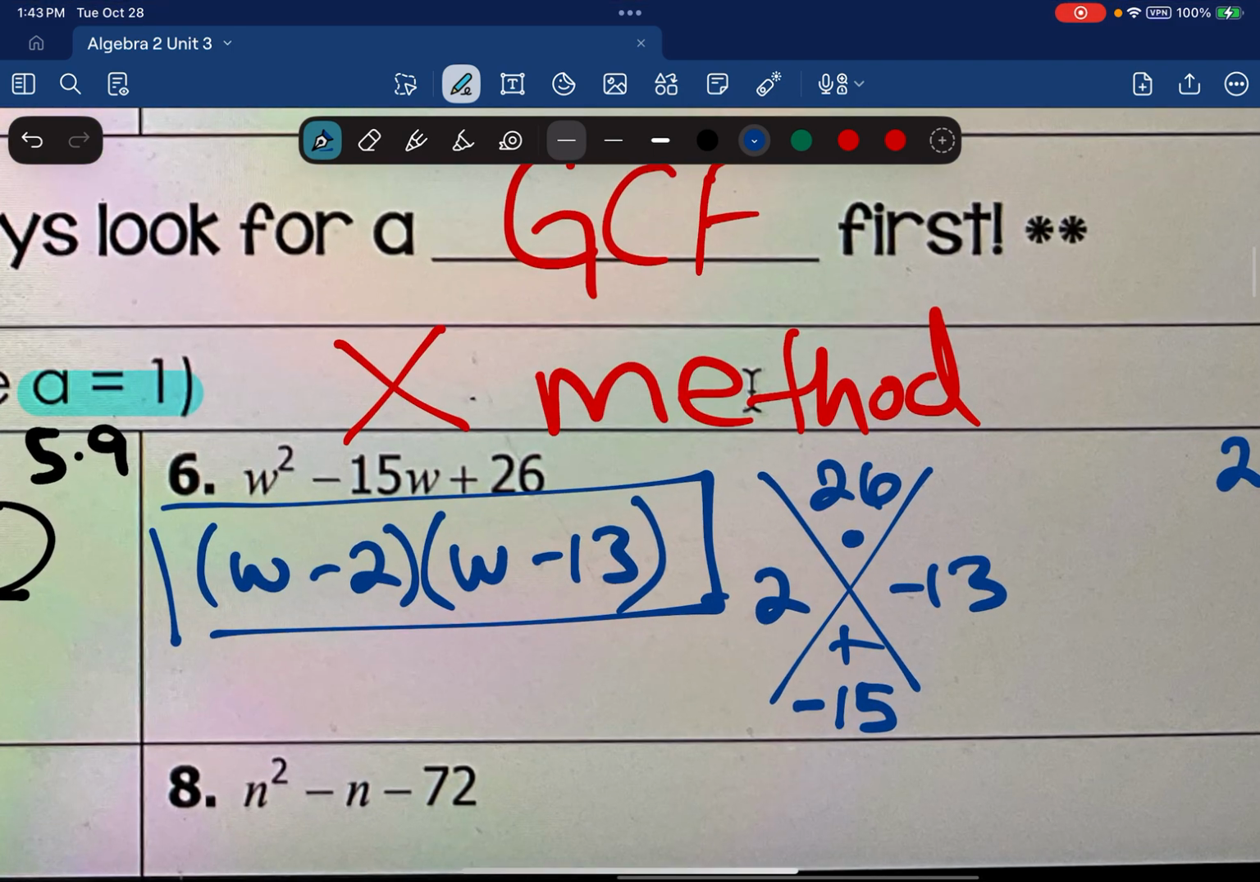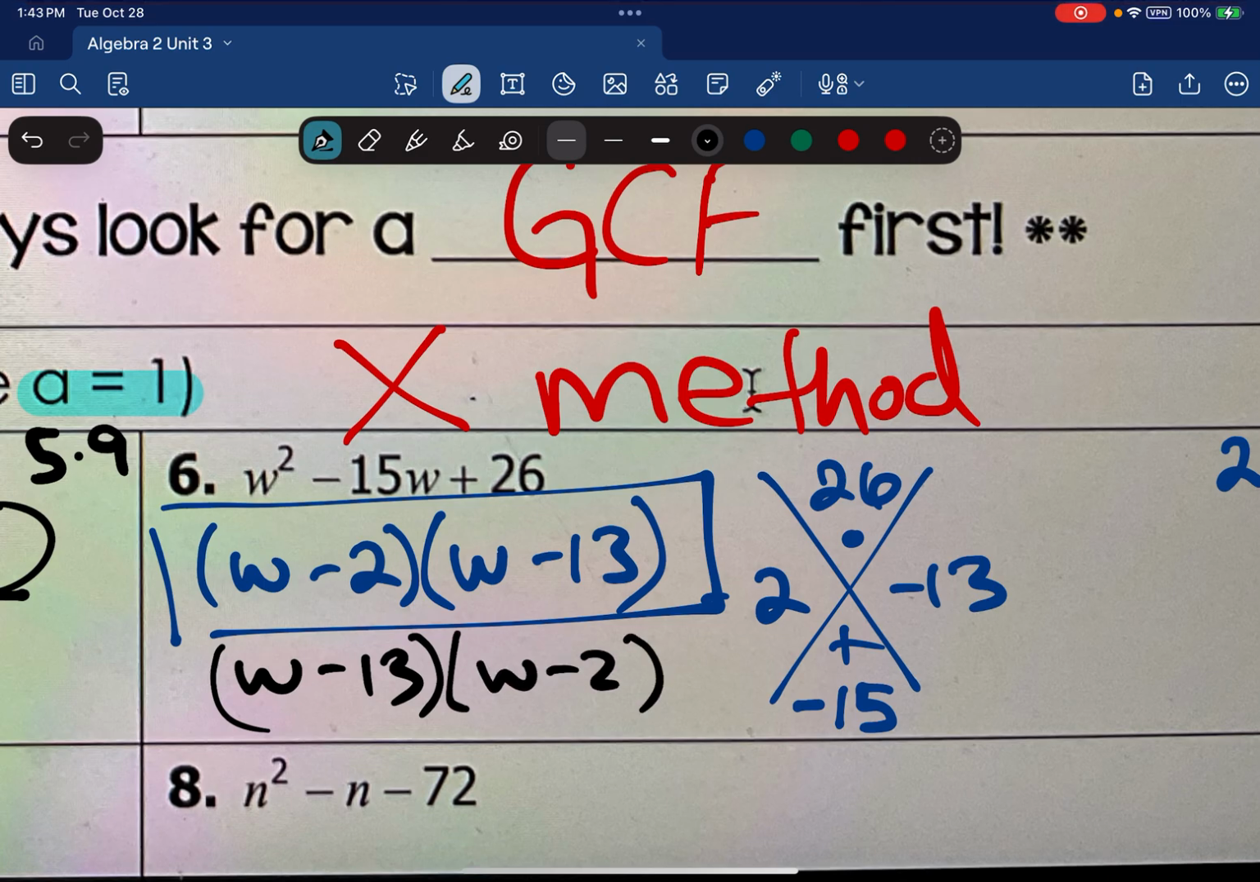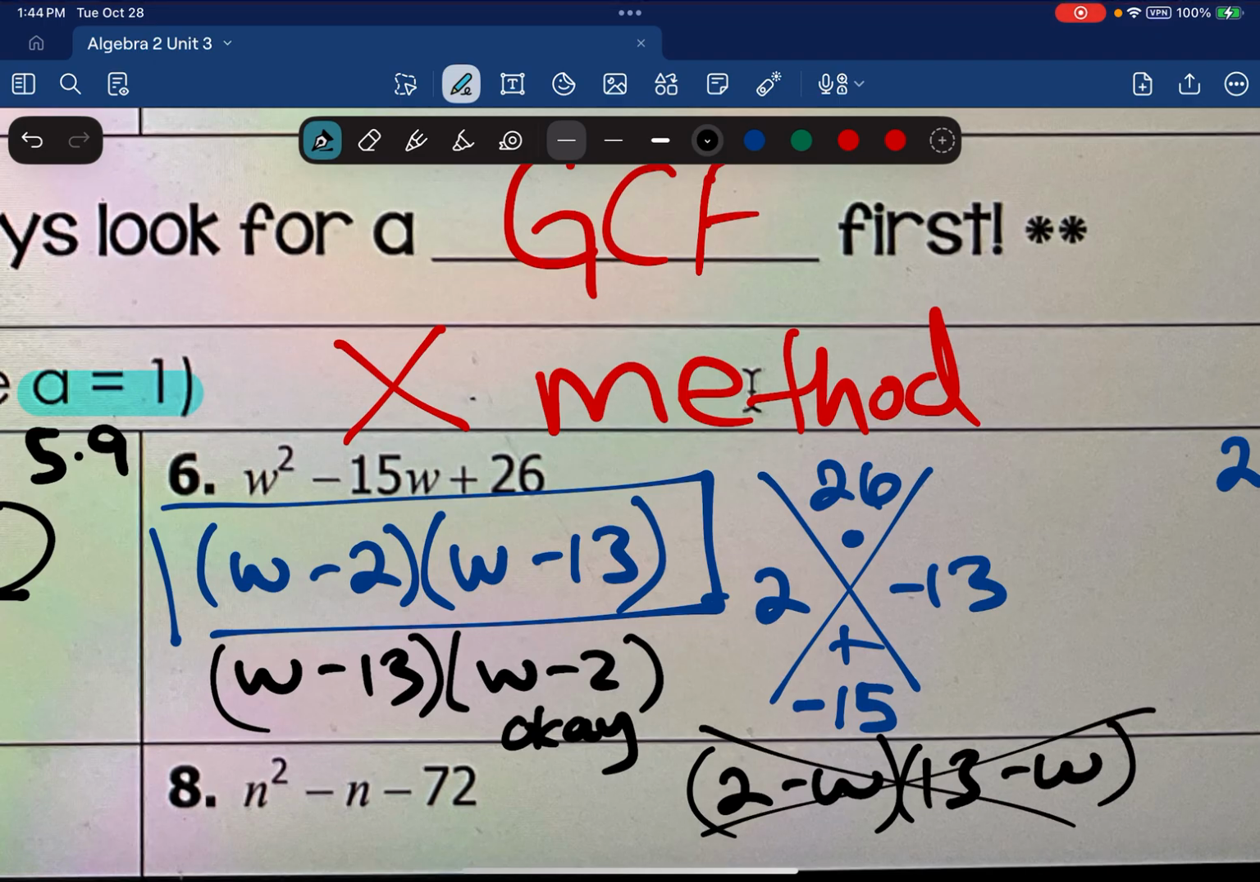Now, could you have rewritten it w minus 13 times w minus 2? Yes, it doesn't matter which order your parentheses are in. This is okay. We just can't rewrite it inside the parentheses. You couldn't have 2 minus w and 13 minus w. That does not work.